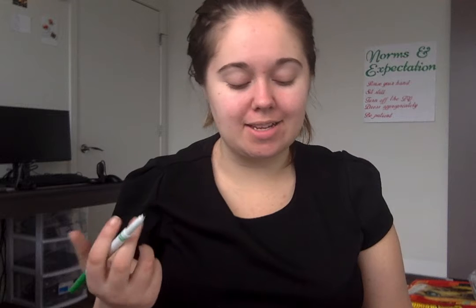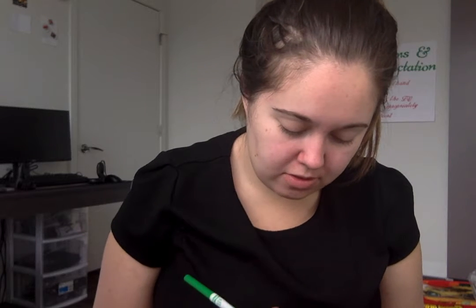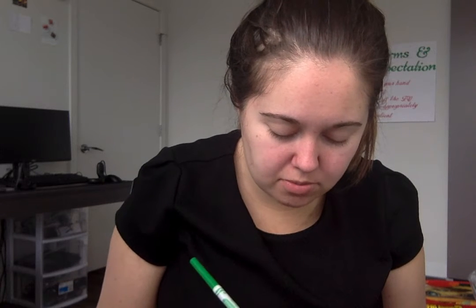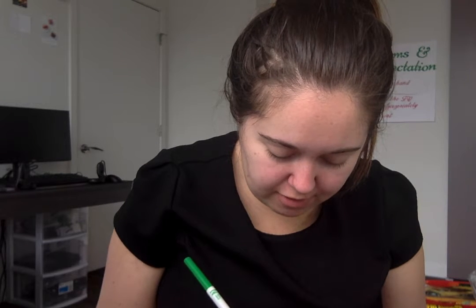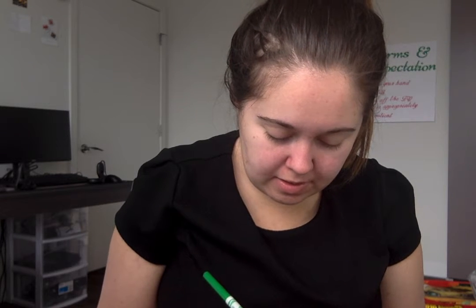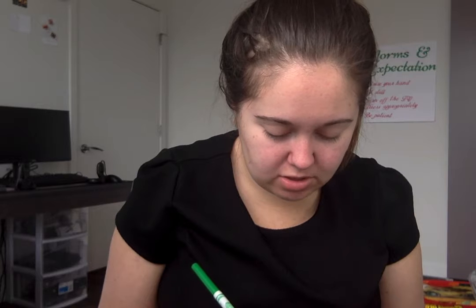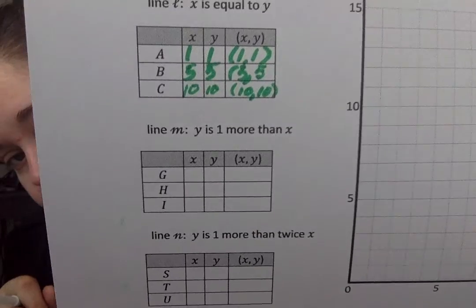So, for A, for the first one, line L, I like that it's a nice cursive L, x is equal to y. Great, that's easy. So when x is 1, y is 1, so we've got 1, comma 1. Then when x is 5, y is 5, we've got 5, comma 5. And then when x is 10, y is 10, so you've got 10, comma 10. A little hard to read, sorry.